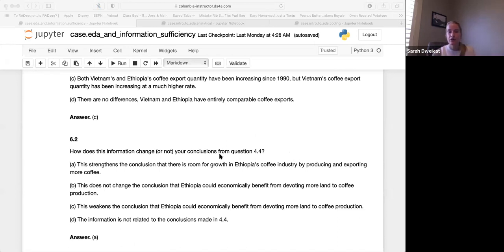What we've seen so far is that Vietnam dedicated more land to coffee. And we saw that Ethiopia has more land that they could devote to coffee. We saw for Vietnam that led to increases in exports and increases in monetary value, the money they were getting from those exports. And so that leads us to believe that this could be the same for Ethiopia, that they could also devote more land and possibly increase their export quantity and therefore money from those exports.